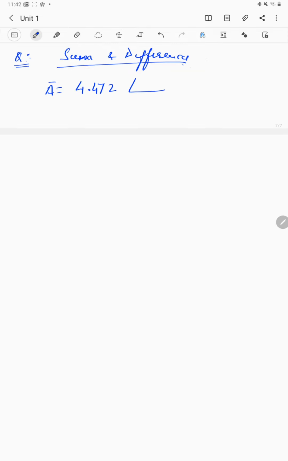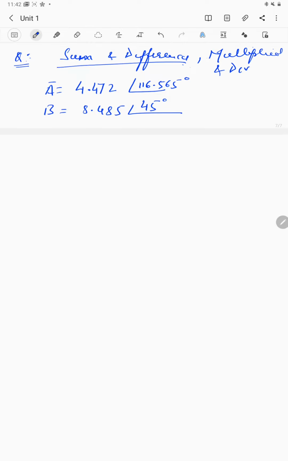The sum and difference of the phasors, where A is given by 4.472 with the angle 116.565, and the second phasor B is equal to 8.485 with the angle 45 degrees. Instead of only summing, do sum, difference, multiplication and division. Do all these things.